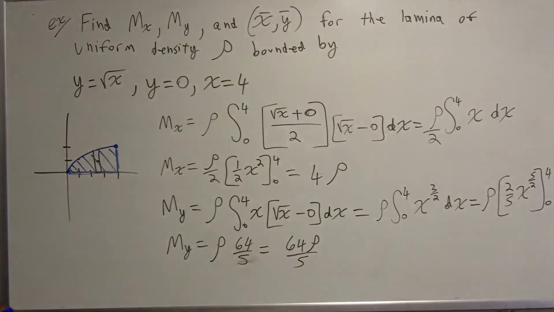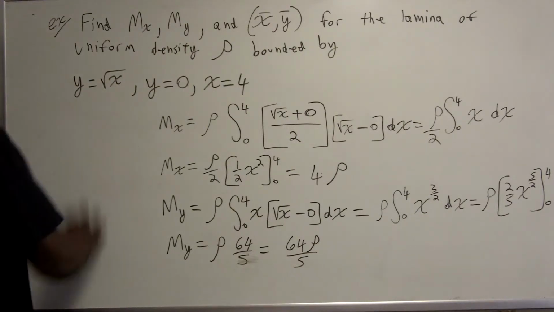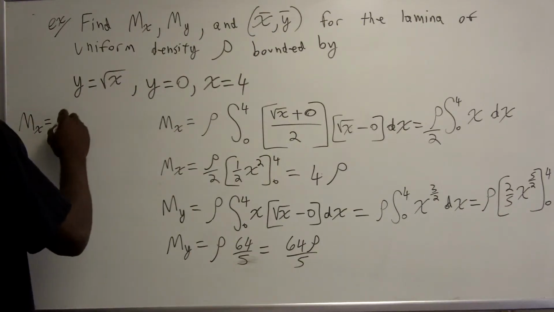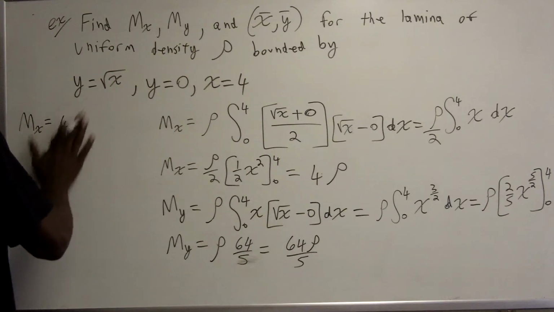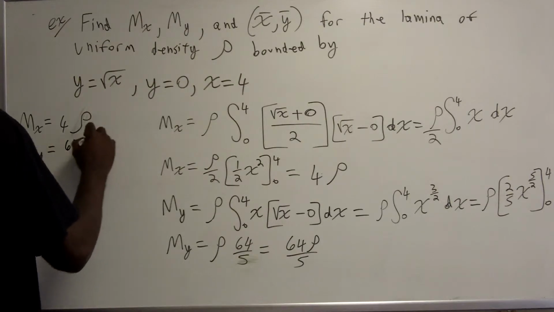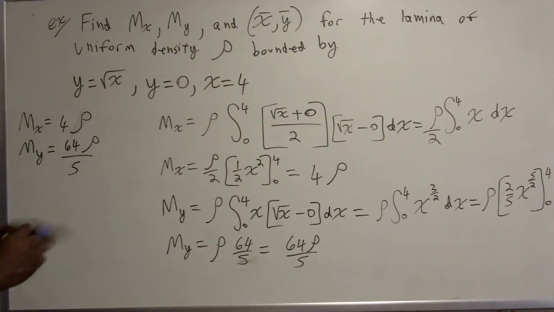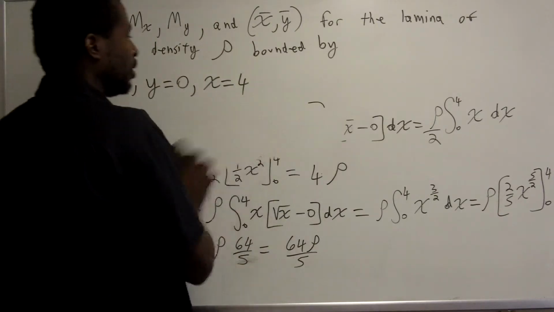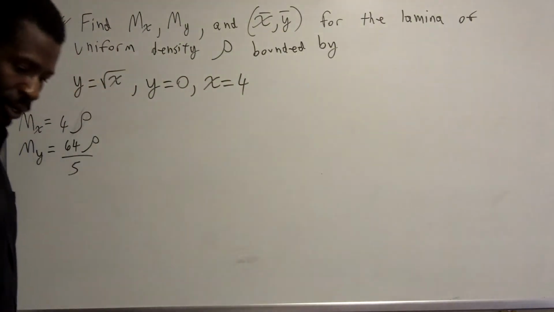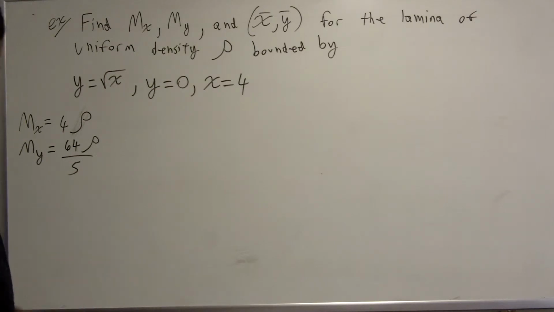So here I have two of the values we were asked to find. We were asked to find Mx. Mx is 4 rho. And we're also asked to find My. My is equal to 64 rho over 5. So I found these two, and now all I have to do is find the center of mass. So let's go ahead and find the center of mass. Well, in order to find the center of mass, I need to find the total mass of this lamina.